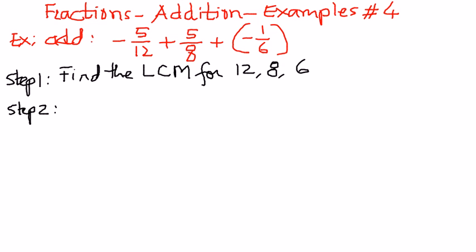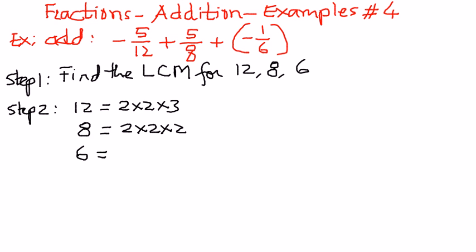So step number 2. We're going to write the number 12 and then break it into its prime form. So 12 we can write as 2 times 2 times 3. 2 times 2 is 4, 4 times 3 is equal to 12. We can write 8, we'll take the second number and write it in its prime form. Prime form is in its base form. So 2 times 2 times 2 is 8, and then the third number we have is 6. 2 times 3 is equal to 6.